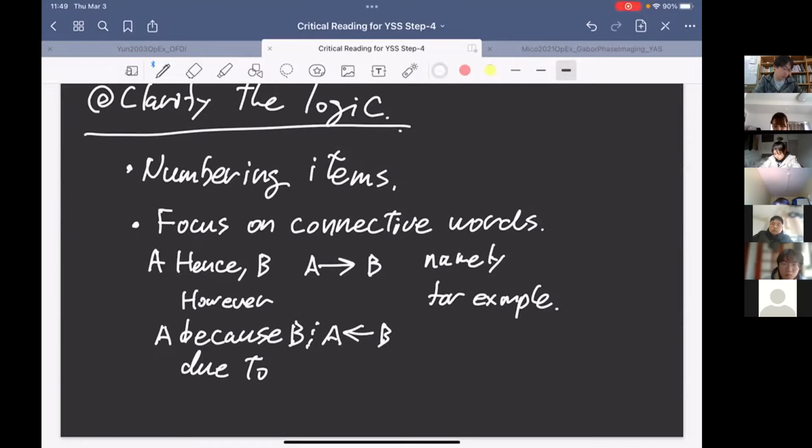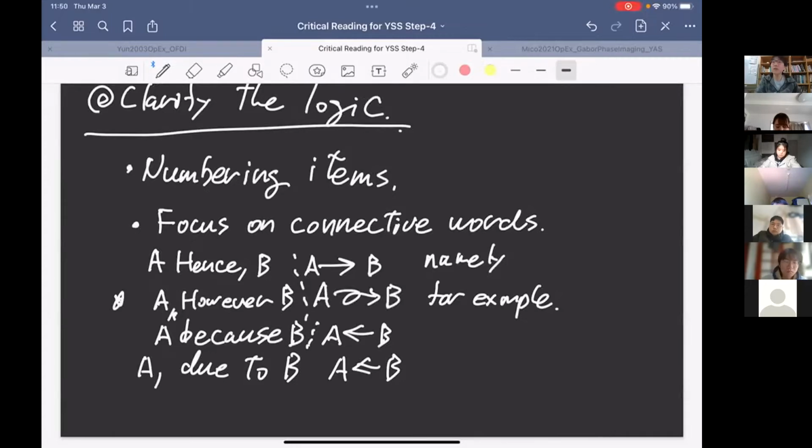And "due to": A due to B is the same, right? And "however" is something similar but not the same. A, however, B, right? A and B are contradictory to each other, okay?